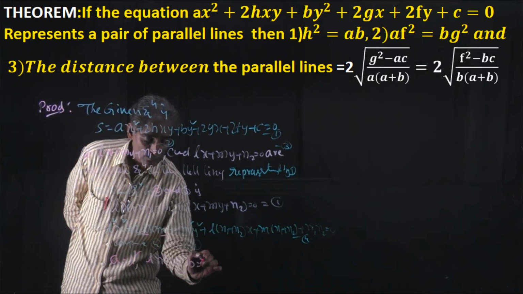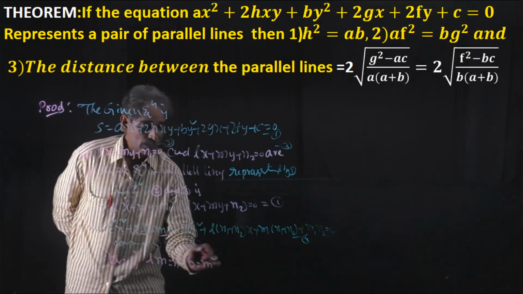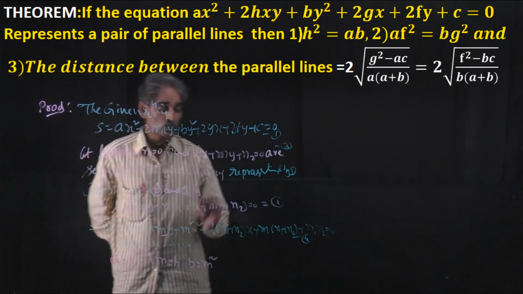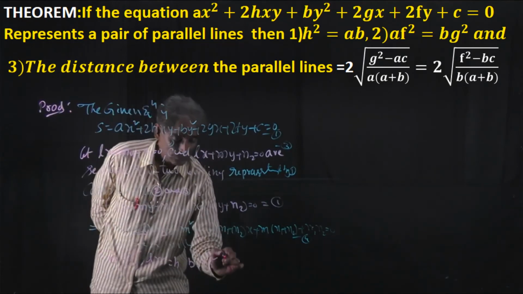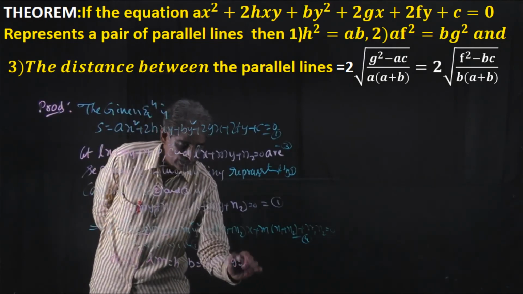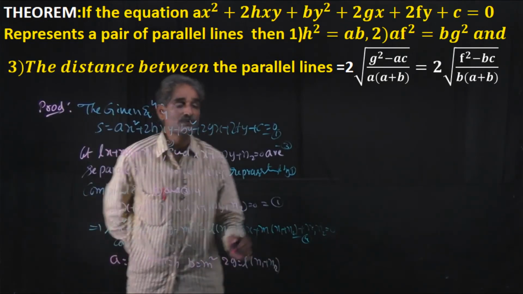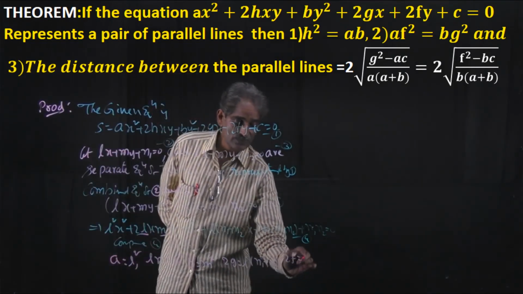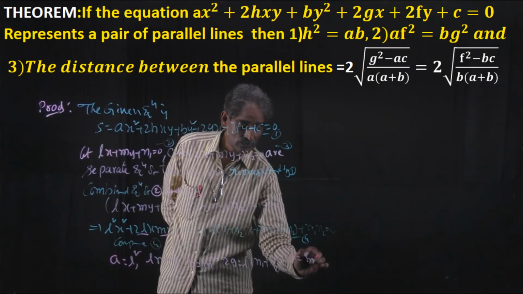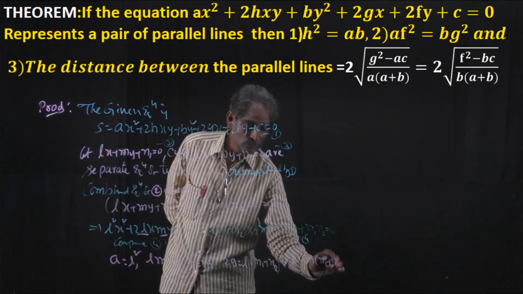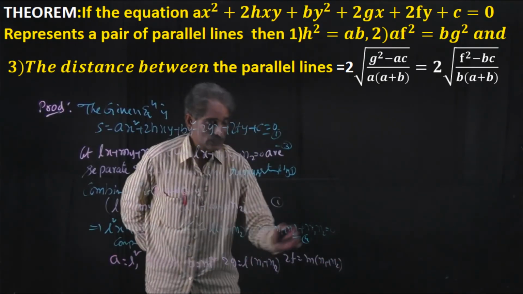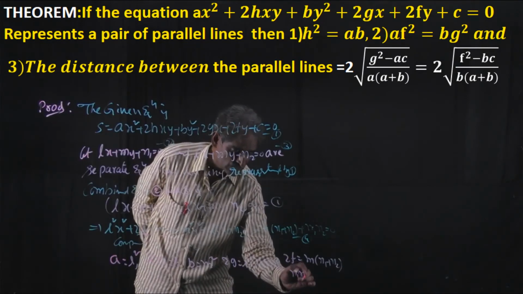B equal to m square. And what is the x coefficient? 2g. 2g is equal to L into (N1 plus N2). And y coefficient 2f. 2f is equal to m into (N1 plus N2). And constant term N1 N2 is equal to C.